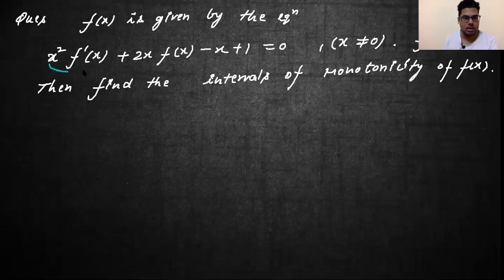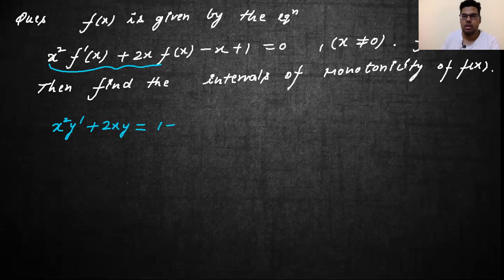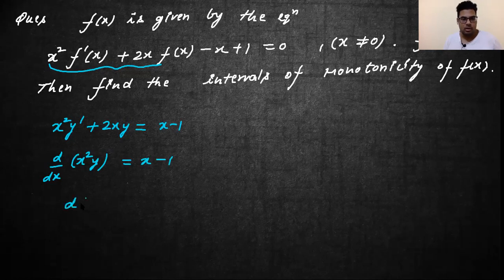So here, to look at this particular thing in a simplified way, you can write it down as x square y dash plus 2xy equals x minus 1. We can write it like this. Now, this is clearly the derivative of x square into y. So d of x square y by dx equals x minus 1.